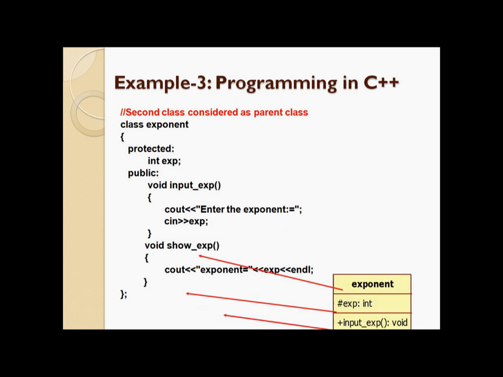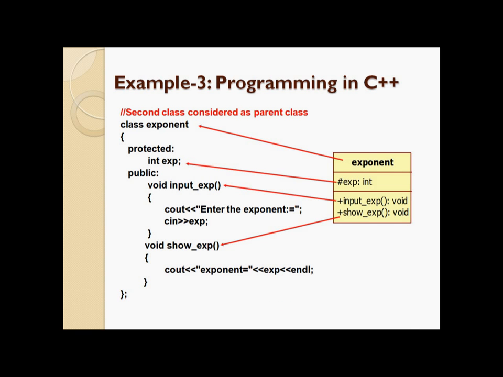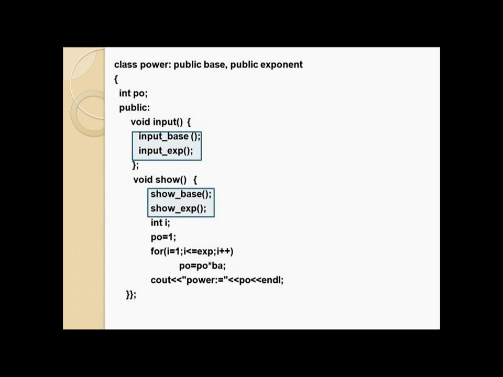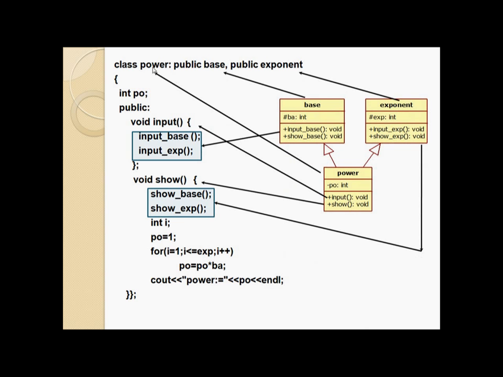And this is the second parent class. Again, I have given the diagrammatical representation in order to make you understand what is given in this class. So here the data member exp is given in the protected section, and both the methods are given in the public section. Now this is the derived class power. The name of the class is shown here. We are interested in public mode, so here we have taken public for the first class and public for the second class.